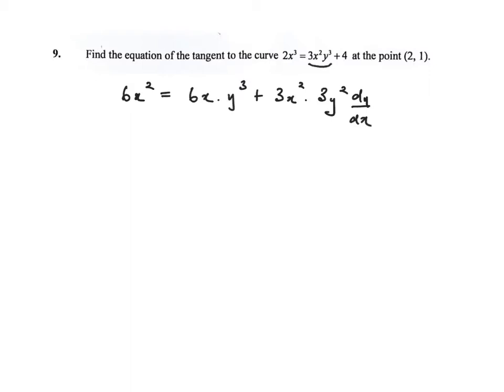So I want to get dy by dx on its own. It's 6x squared minus 6xy cubed, and dividing by this part here, which is 9x squared.